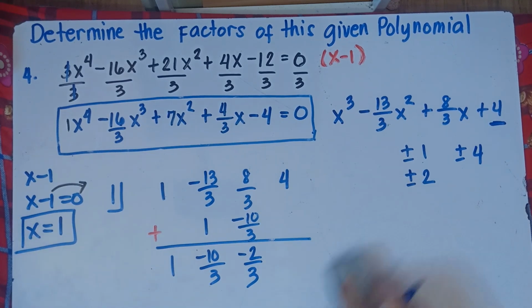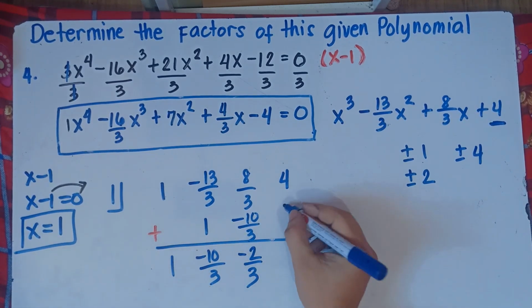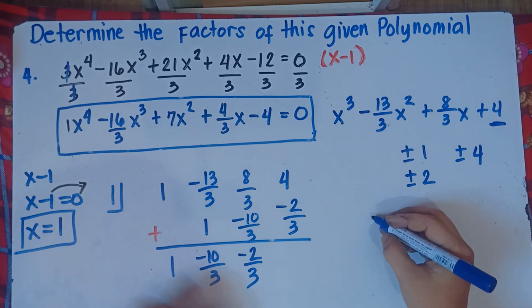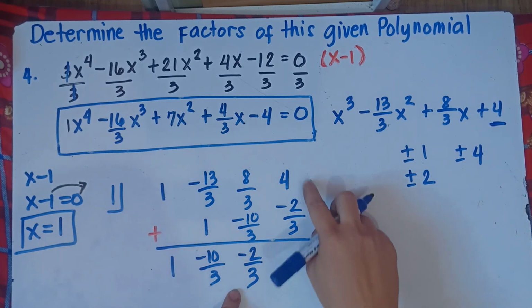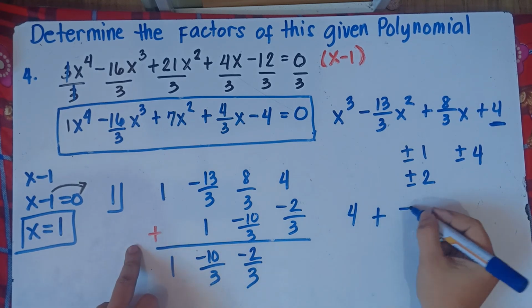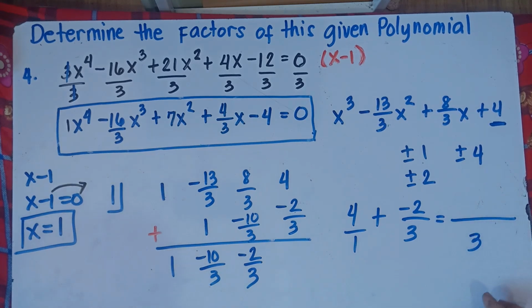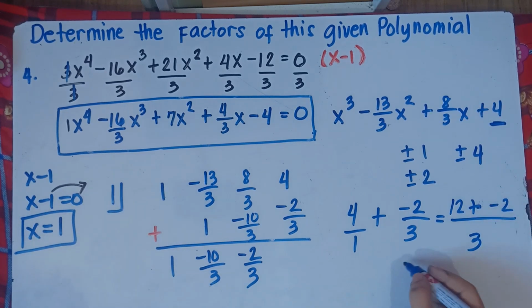Alright, and then you multiply. So 1 times negative 2 over 3, that's negative 2 over 3. Then you combine 4 plus negative 2 over 3. Understood that there's 1 here. The LCD is 3. 3 divided by 1 is 3 times 4 is 12. 3 divided by 3 is 1 times negative 2, that's negative 2. So this will be 12 plus negative 2. That's 10 over 3.